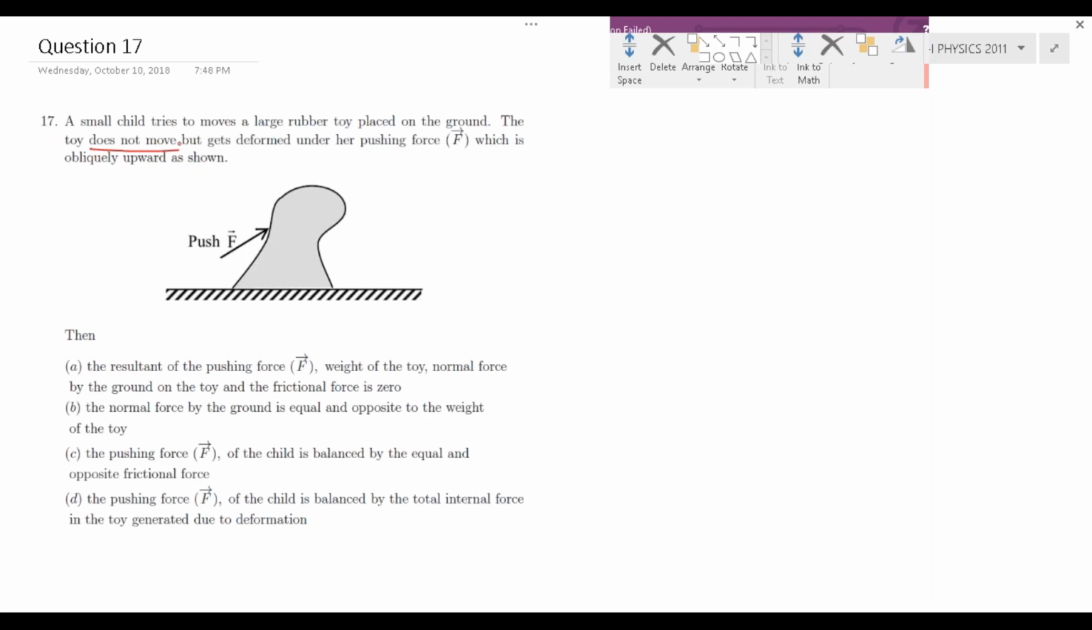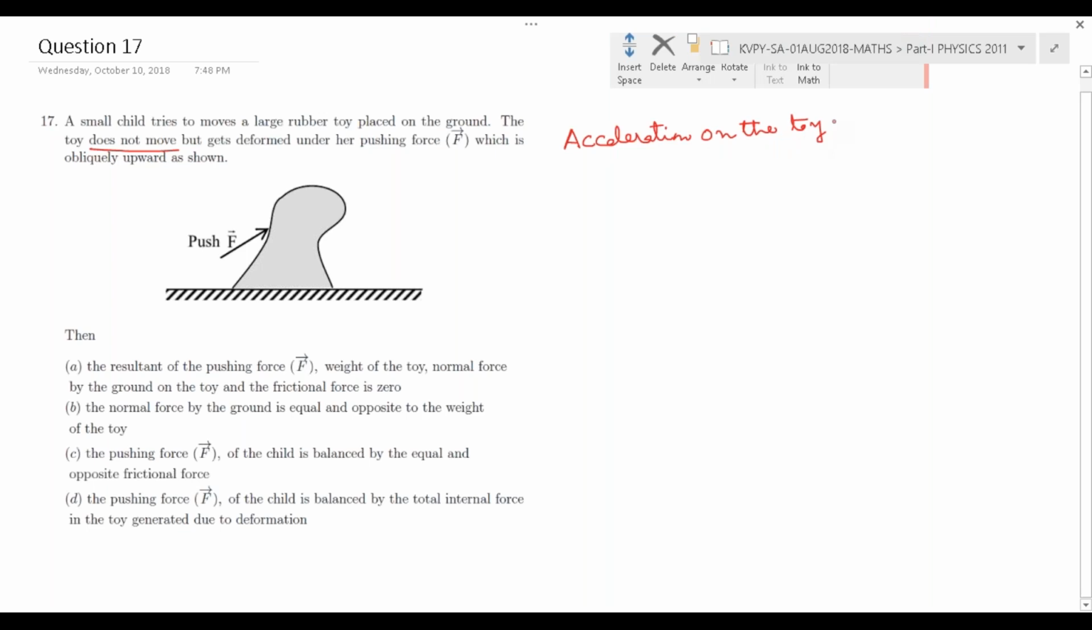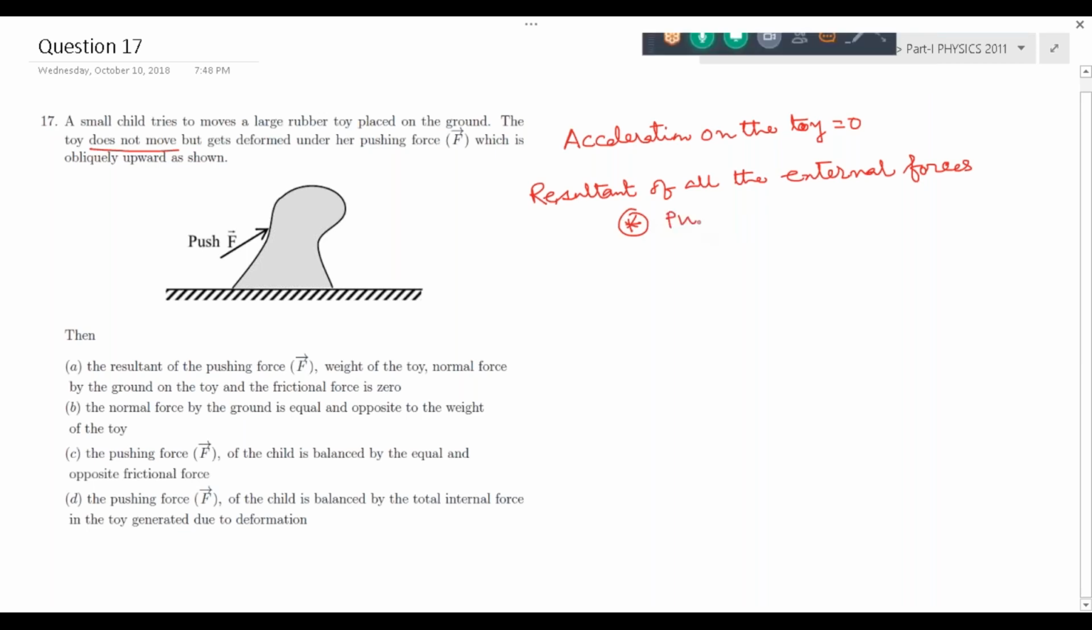Since the toy is not moving, there is no acceleration on the toy, correct? So acceleration on the toy is equal to 0. Now, the resultant of all the external forces, what are those external forces? The first force is the pushing force. Then what is the second force according to the question? The second force is the weight of the toy.